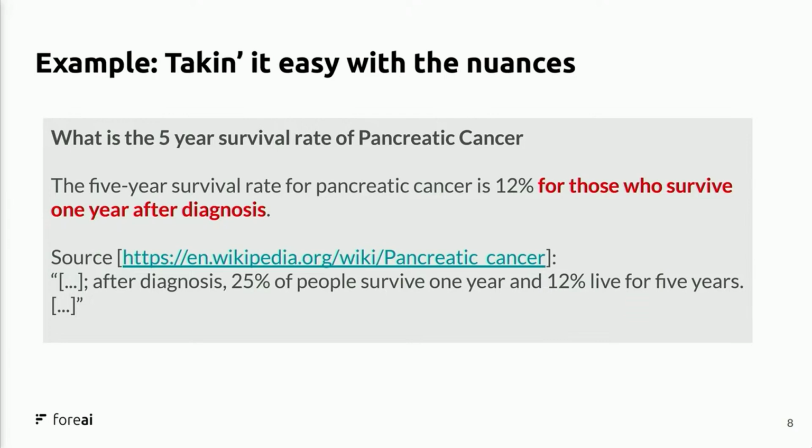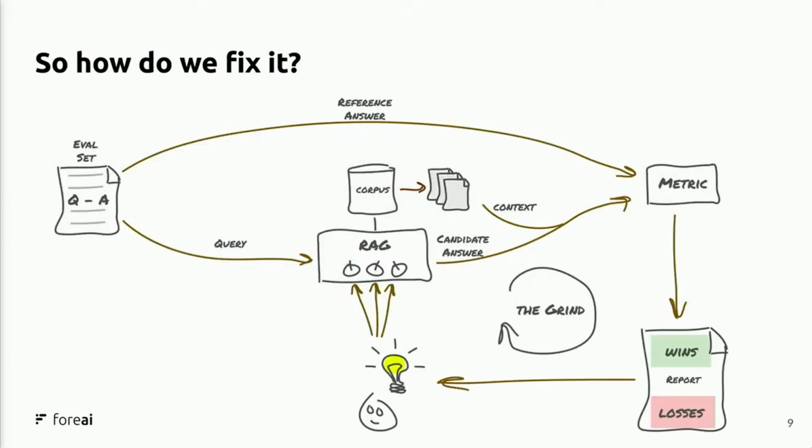There are many more that are very complex or can give a very different meaning, and they're very hard to detect because they sound very similar but may be very different. So how do we fix this?